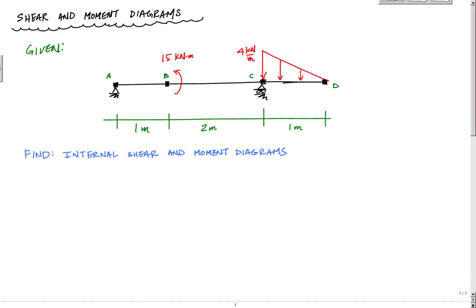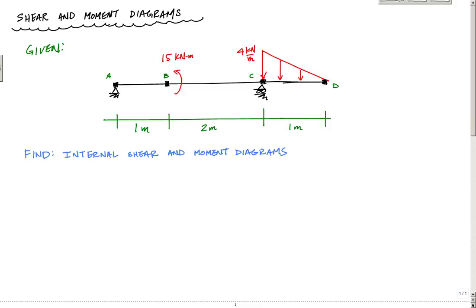All right, so in this example, I am going to do shear and moment diagrams for the simply supported beam. Given this here, simply supported at A, have a concentrated moment here at B at 15 kilonewton meters, going counterclockwise, and then a triangle or a linearly distributed load between C and D of 4 kilonewtons per meter.